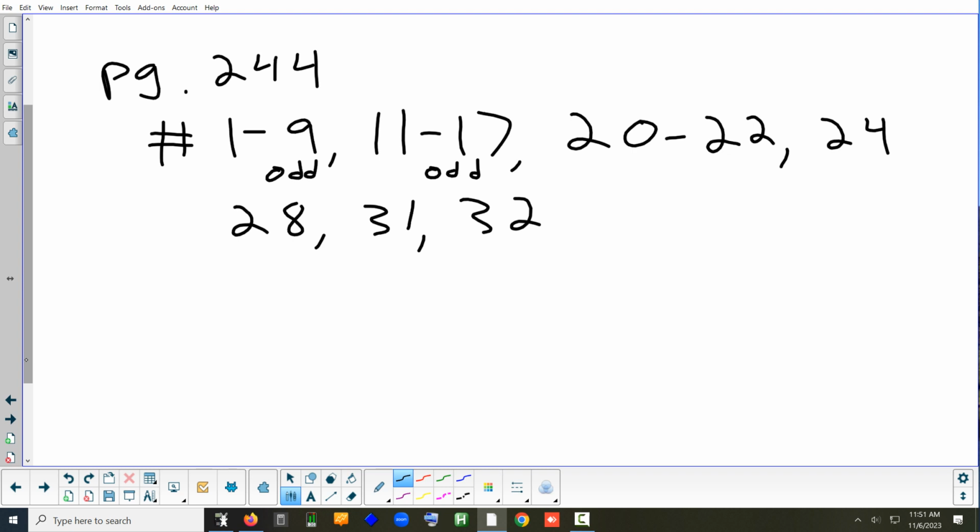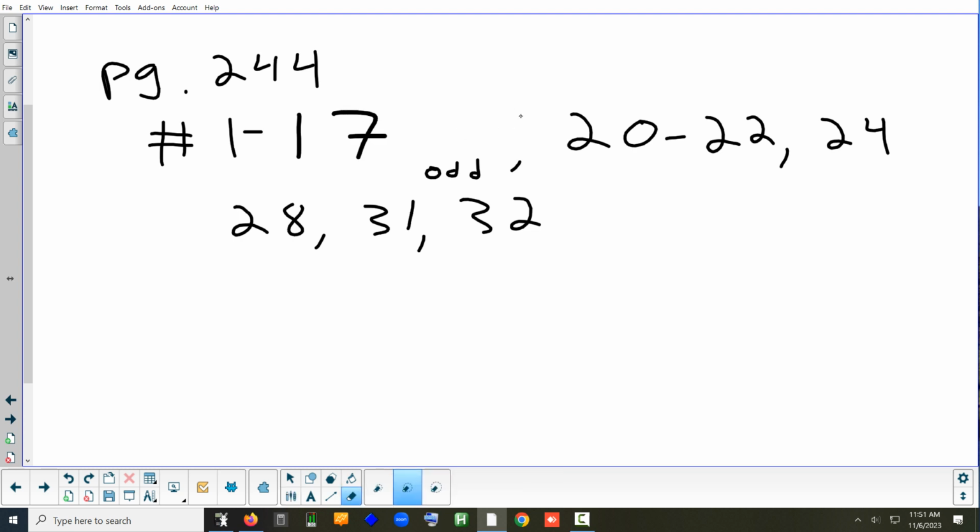So let me fix that. I can simplify that. That's really just 1 through 17, odd. And then 20 to 22, that's all. And then 24, 28, 31, and 32. Okay, so we'll take a look at that first thing tomorrow. And then we'll finish chapter 4 tomorrow as well. You've got just under 15 minutes left.